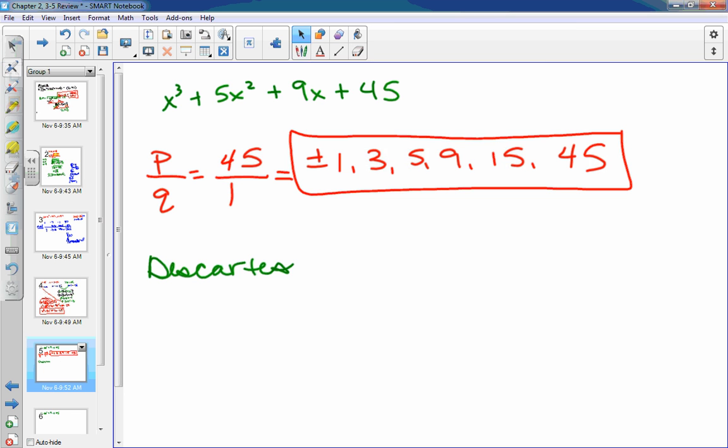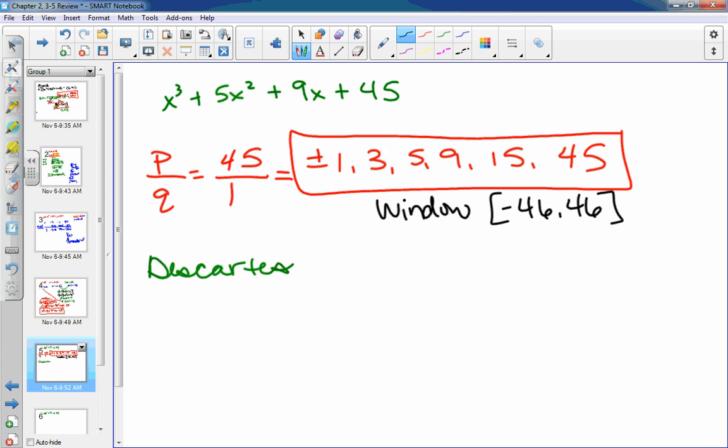Window. Glad you asked. What would be my window? Negative 46 to positive 46. Why is the window helpful again? We need to make sure that we have all the possible rational roots. The highest possible rational root is 45. The lowest possible rational root is negative 45. So we go 1 unit over so we can see that root, if it is a root, in that window, correct? Okay, so Descartes. How do I calculate Descartes?